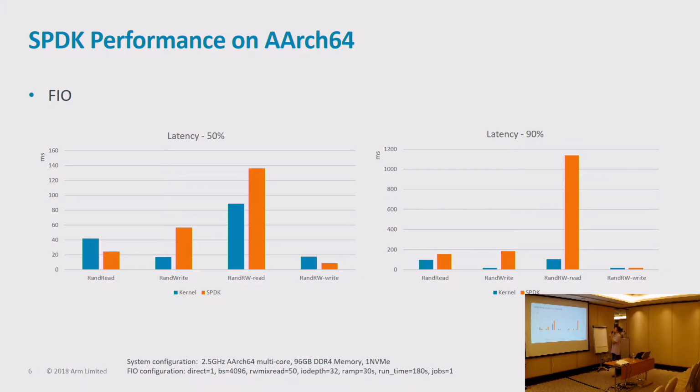And this is the latency result for the SPDK FIO test. This is the 50% latency, and this is the 99% latency. From the chart, you can see that SPDK has better performance in random read and in write operations of random write, but it has worse performance in random write and in read operations of random RW. It is very interesting that we found extremely high tail latency at 90% in the read mode of random read and write. We are still working on this to identify the root cause.